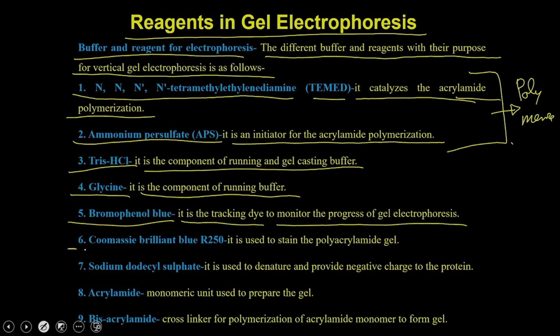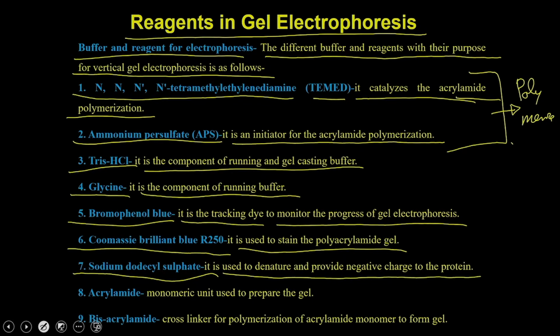Then you require the Coomassie Brilliant Blue R250, which is a staining dye which is going to stain the polyacrylamide gel. Then you require the sodium dodecyl sulfate or the SDS. It is used to denature and provide the negative charge to the proteins. And then you require the acrylamide. Acrylamide is the monomeric unit used to prepare the gel, and then you require the bisacrylamide, which is the cross linker for polymerization of the acrylamide monomer to form the gel.